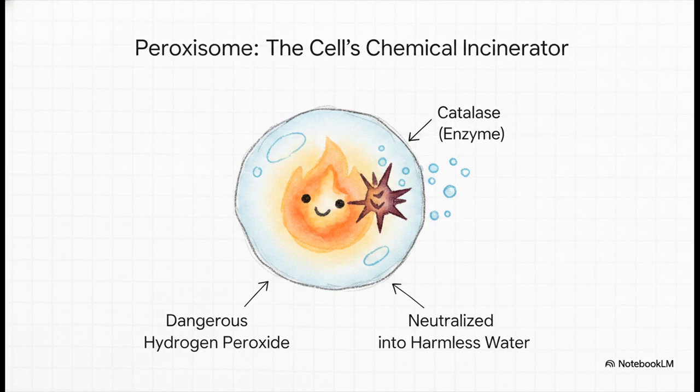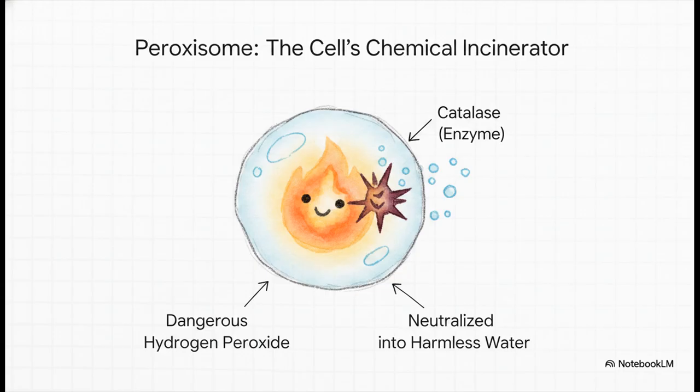Working right alongside lysosomes, we have peroxisomes. These are essentially the intense chemical incinerators of the cell. They use molecular oxygen to strip hydrogen from very long-chain fatty acids. Now, that process naturally generates hydrogen peroxide, which is incredibly dangerous and reactive. But the cell is prepared for this. Peroxisomes contain massive quantities of the enzyme catalase to instantly neutralize that toxic peroxide into harmless water and oxygen.